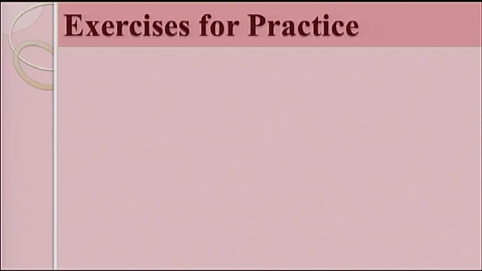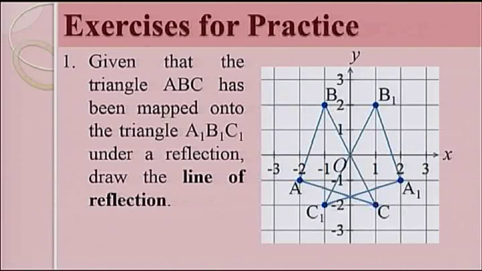Now, a few exercises for you to practice. You need to do that. Don't forget, you need to practice. Now, in the first exercise, you are given a triangle ABC, which has been mapped onto A1, B1, and C1 under a reflection. You are asked to draw the line of reflection. You're expert at it now, all right? Don't forget, first step, you join the point and its image. Second step, you bisect the line, and the bisection is the line of reflection.